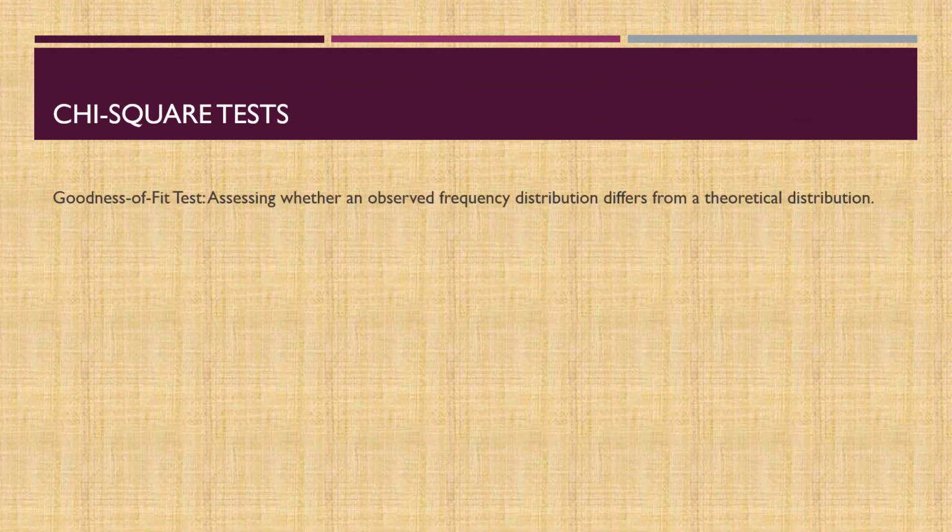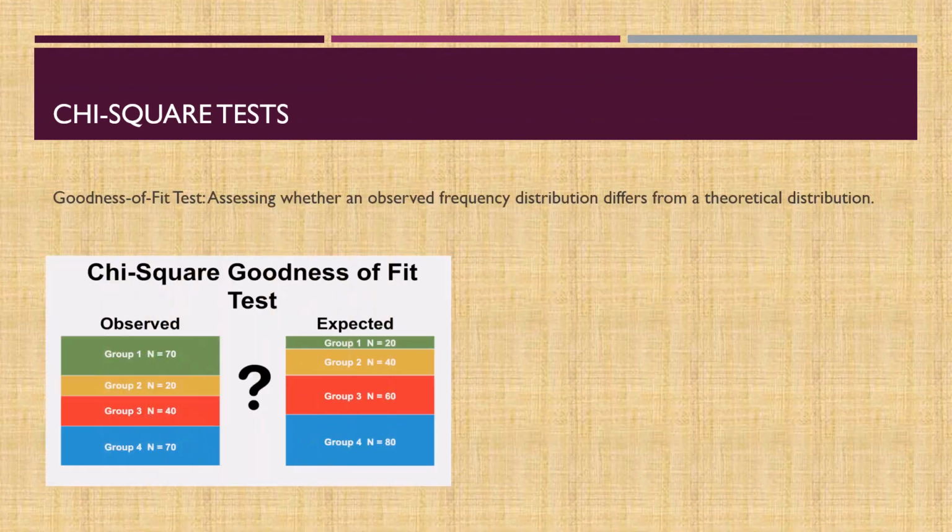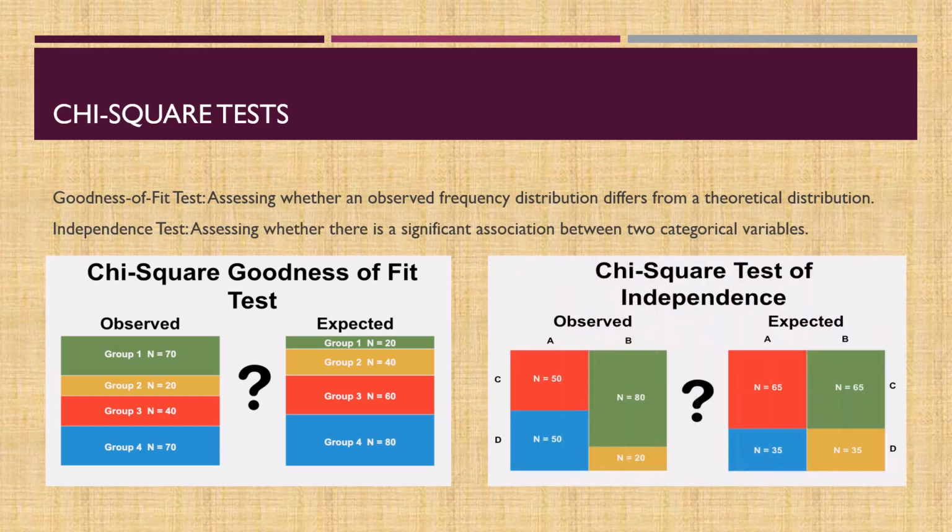We have chi-square tests, and this includes the goodness of fit test, which assesses whether an observed frequency distribution differs from a theoretical distribution. We also have the independence test, which assesses whether there's a significant association between two categorical variables. Maybe you want to know if gender is associated with education level.